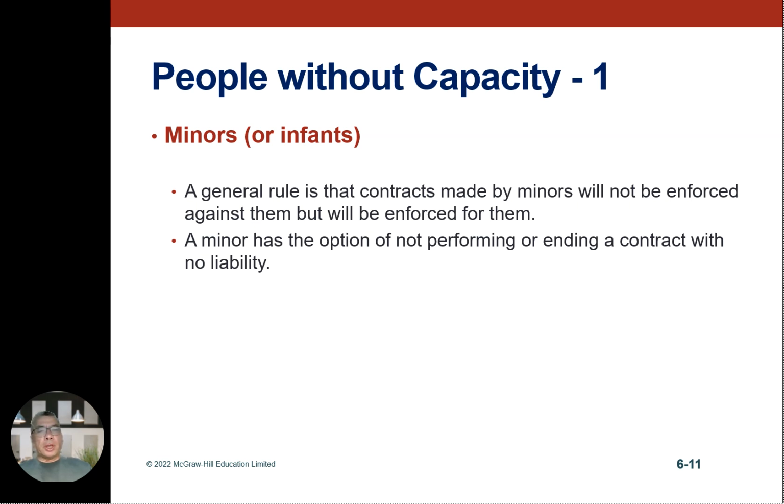So let's continue again where we are now. We are at capacity. People without capacity are minors or infants. As a general rule, a contract made by minors will not be enforceable against them, but will be enforced for them. A minor has the option of not performing or ending the contract with no liabilities.